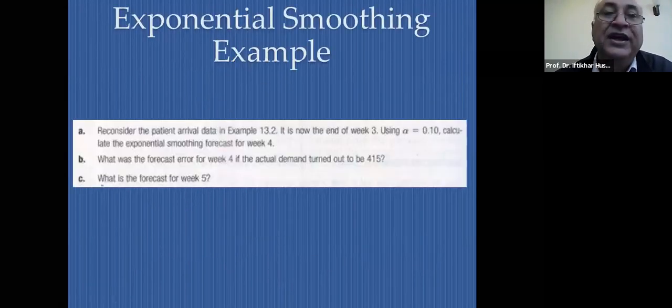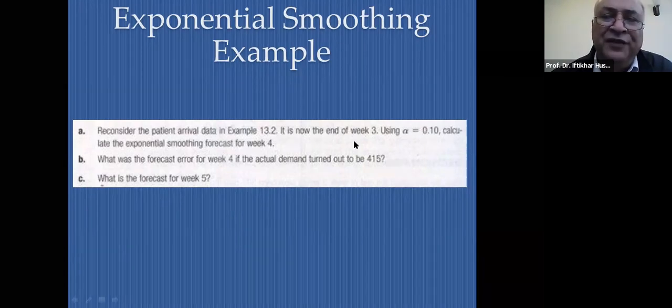Okay, then we use the exponential smoothing. Exponential smoothing, reconsider the patient arrivals data in the same example, 13.2. This is basically chapter 13.2. I have taken it from a book, Operations Management by Krajewski, Ritzman, and Malhotra. You can find this book on the net, as well as probably a copy will be available somewhere in our library. So it is chapter 13.2 in that book.